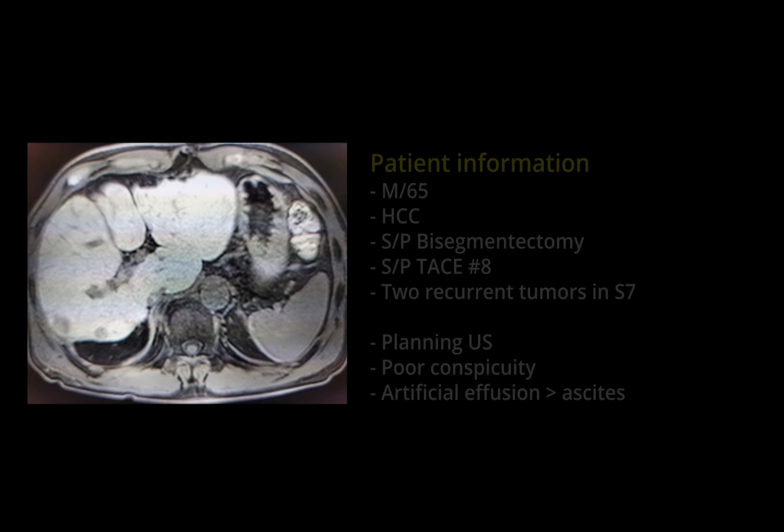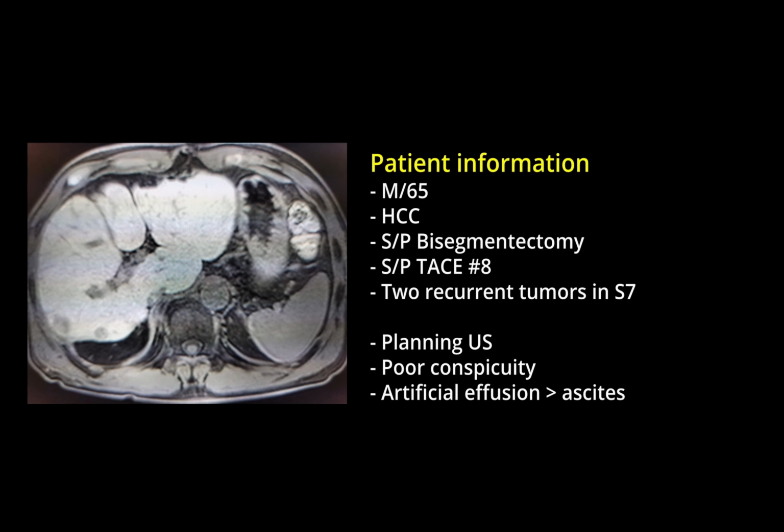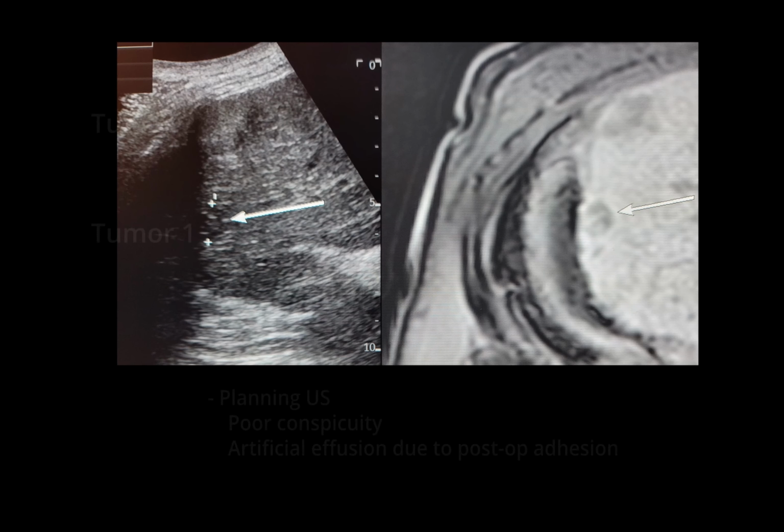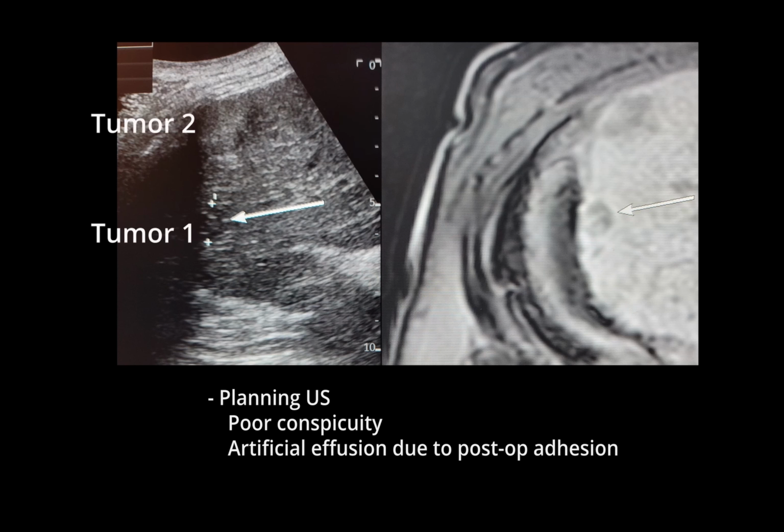The second case is RFA with artificial pleural effusion. There are 2 recurrent tumors in segment 7. The artificial ascites is not effective in this area. In this case, we use artificial pleural effusion. Tumor 1 and tumor 2 are pretty big.